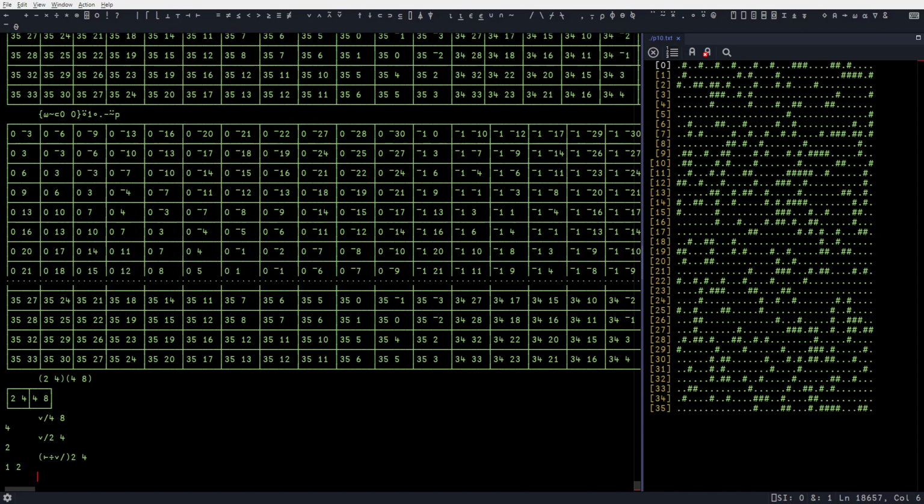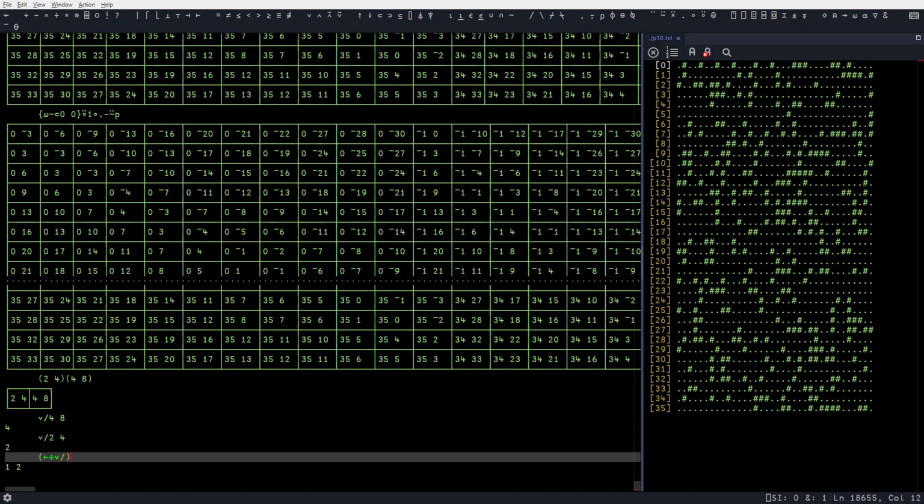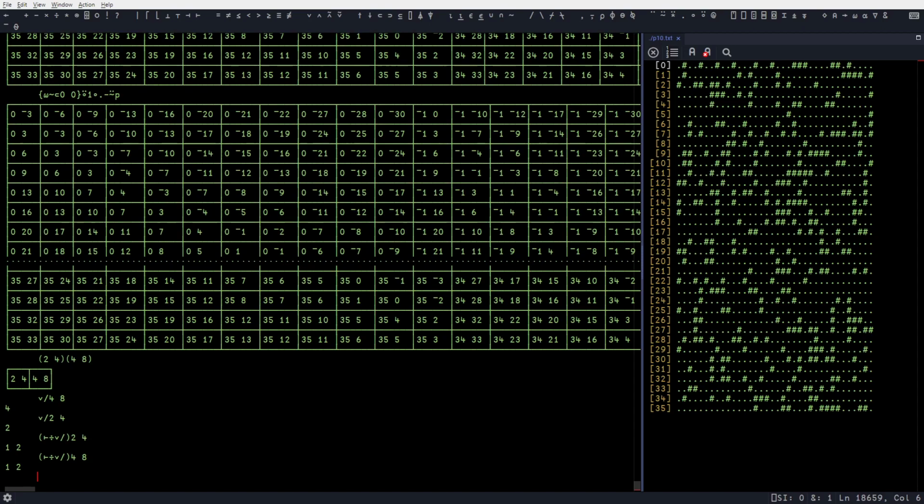That's what this train does. So it reduces to find the greatest common divisor, and then it just says take the right argument and divide by that. Right, so that gives us 1, 2 for 2, 4, which makes sense. And it also gives us 1, 2 for 4, 8.